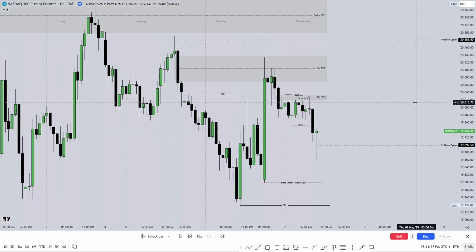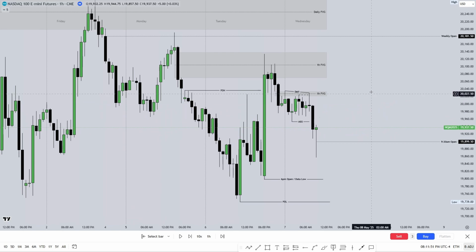So what I'm doing every single time I'm looking at the charts is I'm asking myself, what have we done in the prior sessions, and are the highs or lows protected or unprotected? And what liquidity is still resting that I can target going into the day?